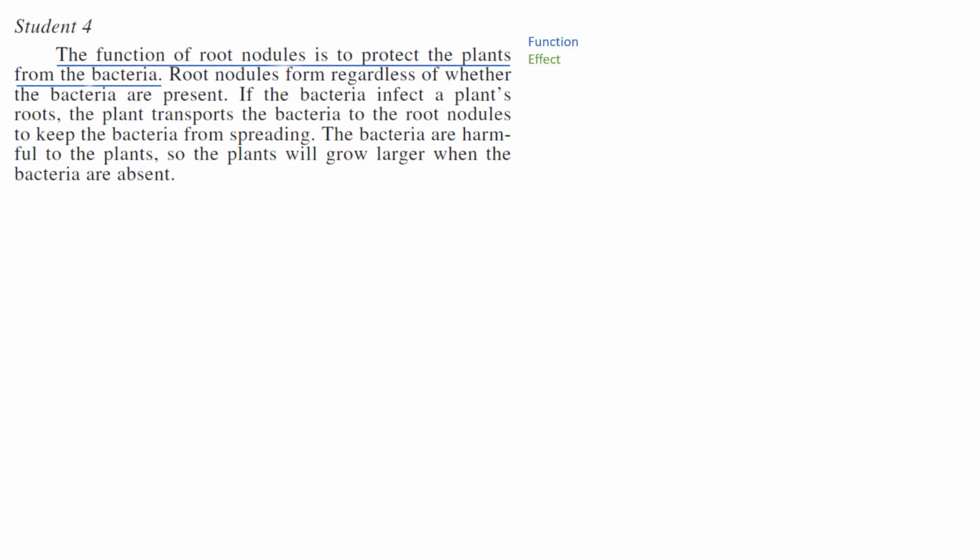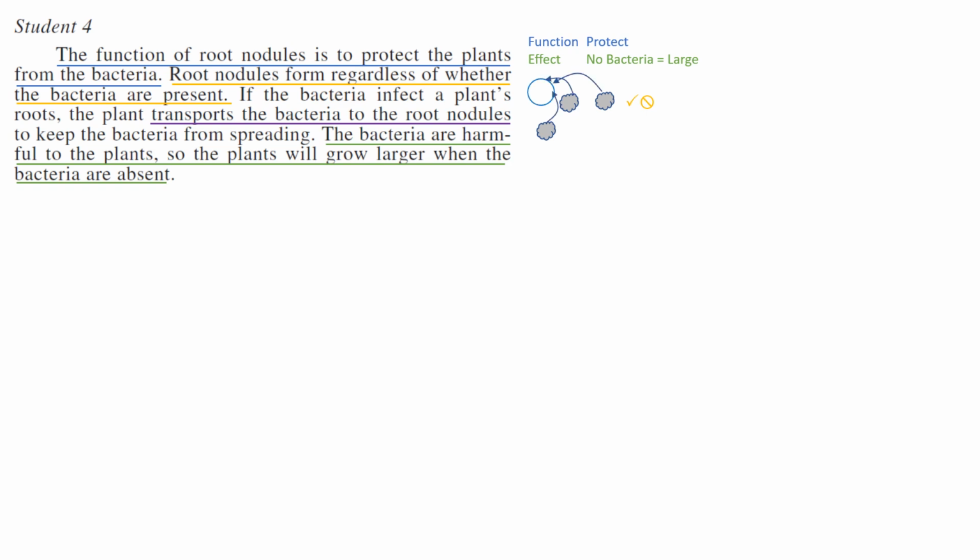In student 4, the function is to protect the plants, same thing as student 3. And the bacteria are harmful, so the plants will grow larger when bacteria are absent. That is also the same as student 3. So student 1 and 2 were the same. Student 3 and 4 were the same as far as function and effect. So the difference is what happens. Root nodules form regardless of whether the bacteria are present. That was the same as student 2. And they transport the bacteria to root nodules, so they move it to a root nodule as opposed to protecting it. So you have a basic understanding of what's going on.